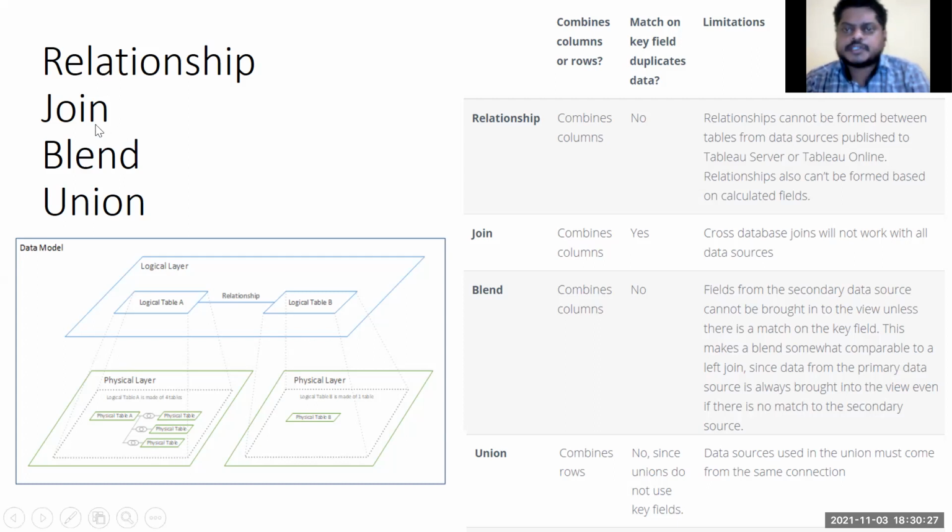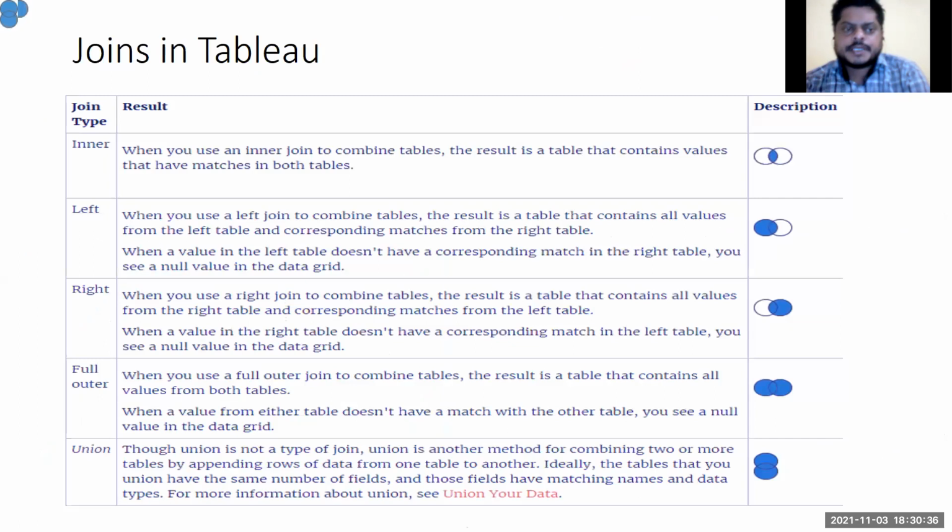Let us try to understand join and blend. Then once I go to the screen, I'll show you what actually relationship is. So for join, there are different types of joins. If some of you have used SQL earlier, or any kind of database, some of you are from an engineering background, different data sources can be joined using different types of joins.